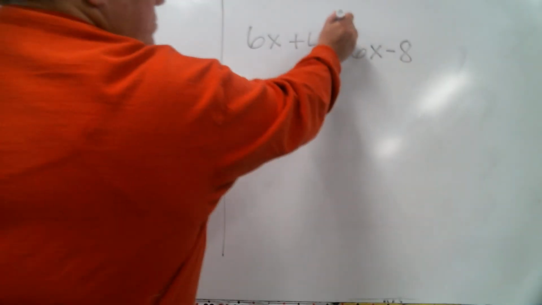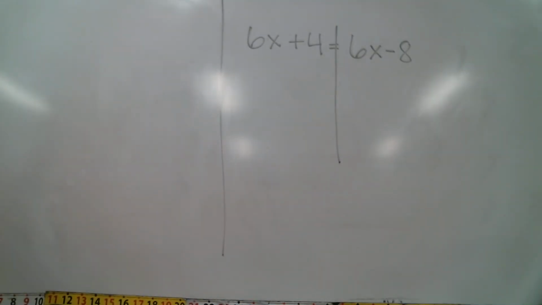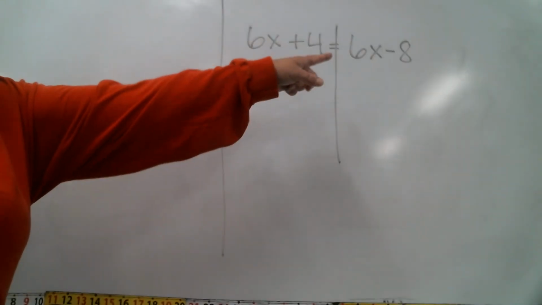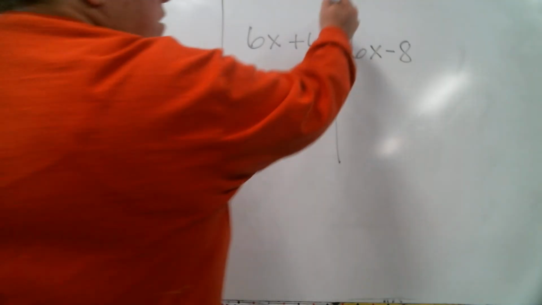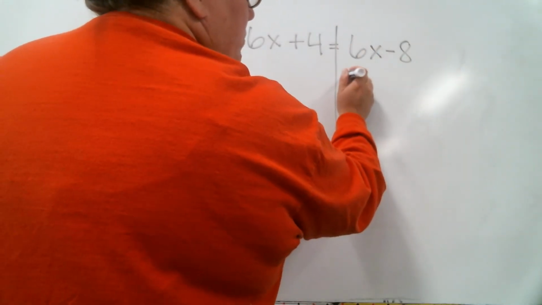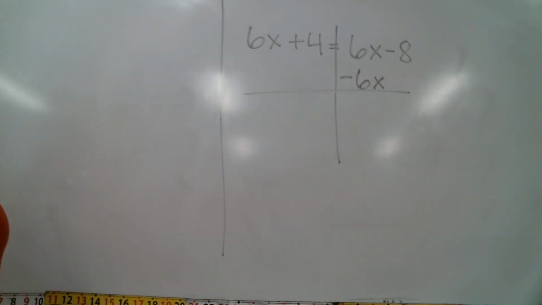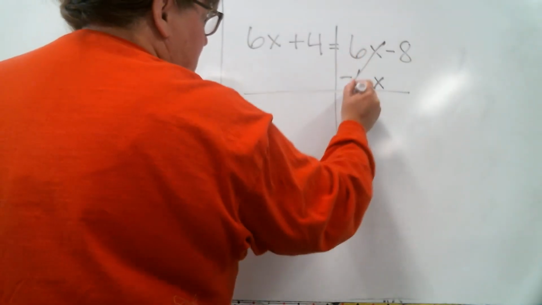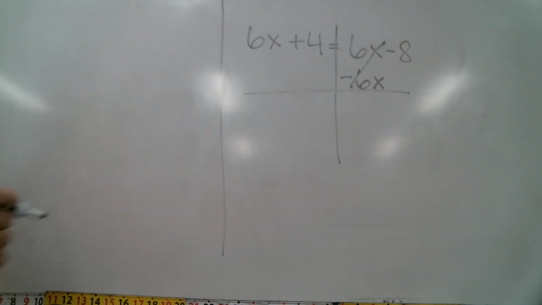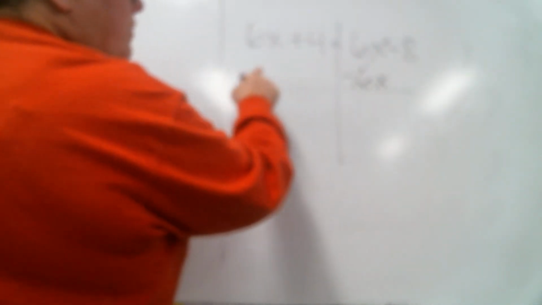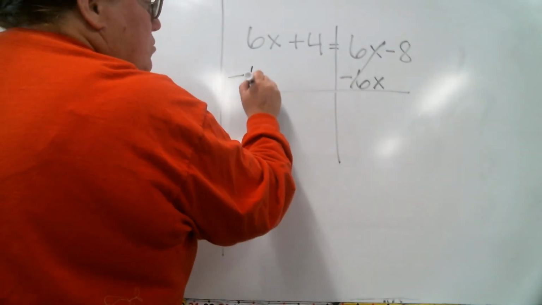Draw your line on the equal sign. Okay, and something funny is going to happen on this one. We see we've got a 6x here and a 6x over there. So I know that I need to remove the 6x from one side and move it over to the other side. So 6x minus 6x cancels out.